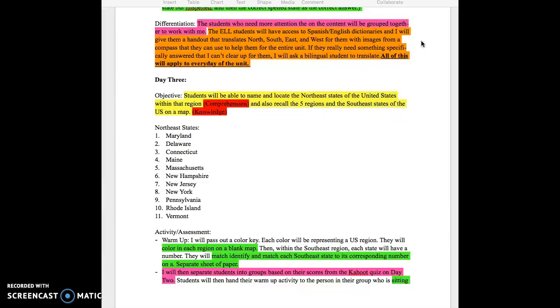And then also, they're going to have a bilingual student in the class, and if they need help or need anything cleared up, if they're in that early or pre-production stages, I'm going to get them to kind of clarify anything. And then all of this is going to apply throughout the entirety of the unit.